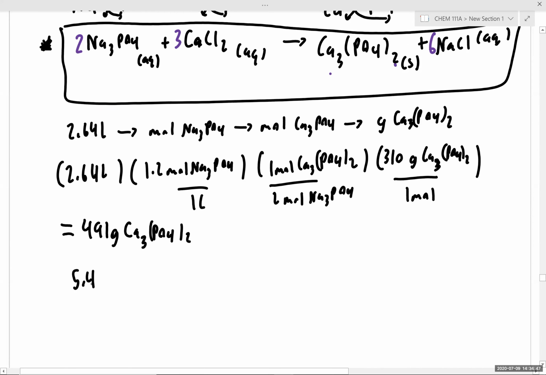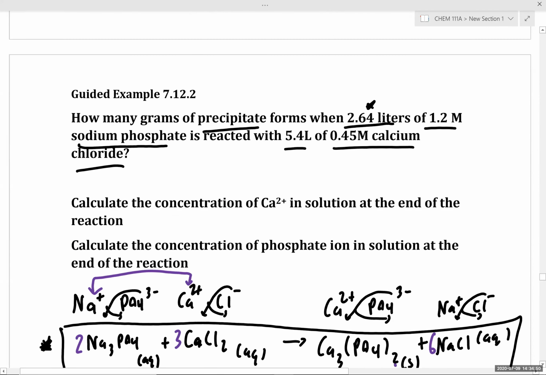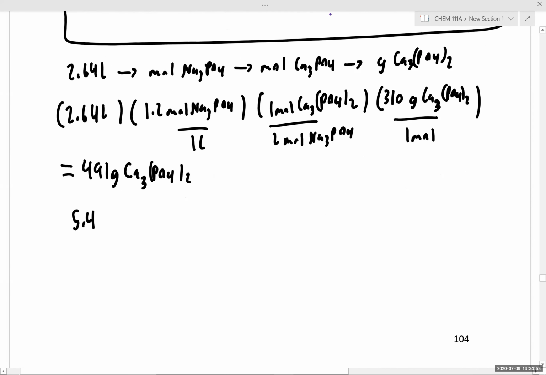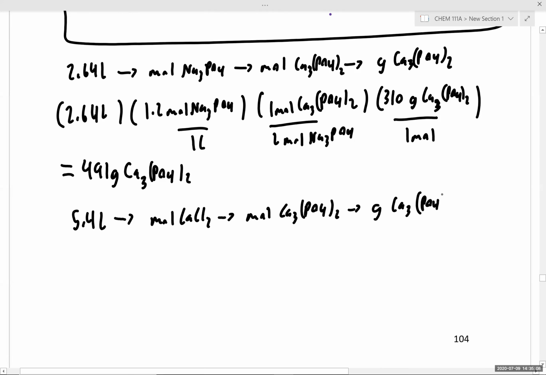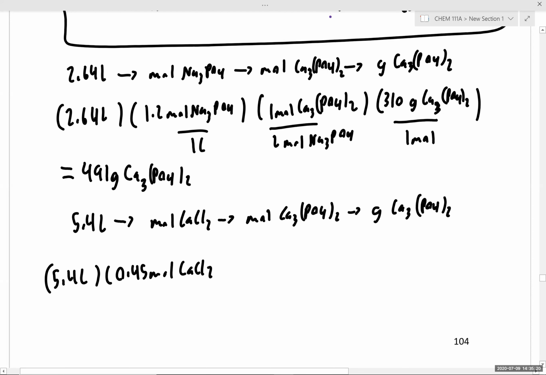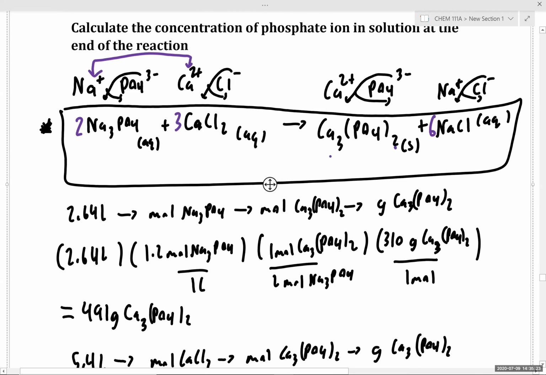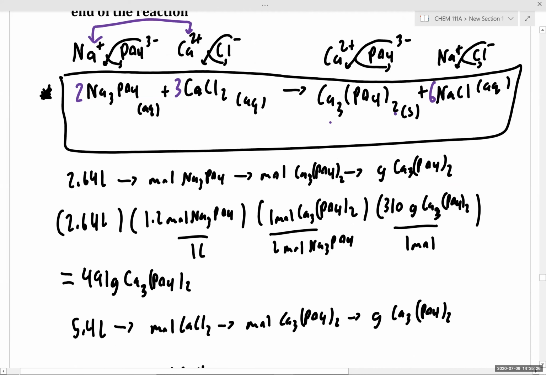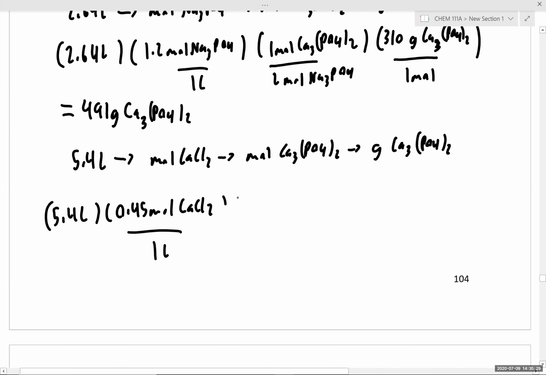So we're starting with 5.4 liters. We're going to the moles of calcium chloride, then to the moles of calcium phosphate, and then to the grams of calcium phosphate. So we have 5.4 liters times 0.45 moles of calcium chloride, just to check that we have that plugged in right. Yep, 0.45 moles of calcium chloride per 1 liter.